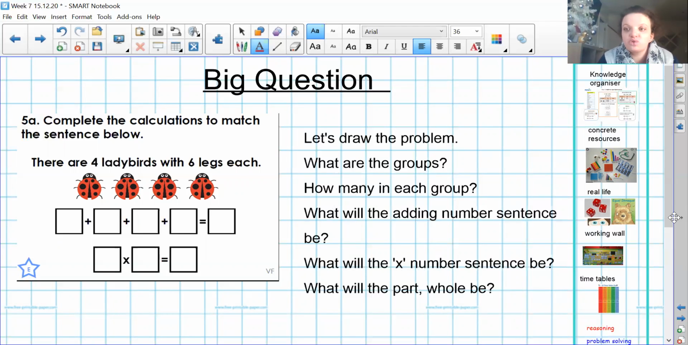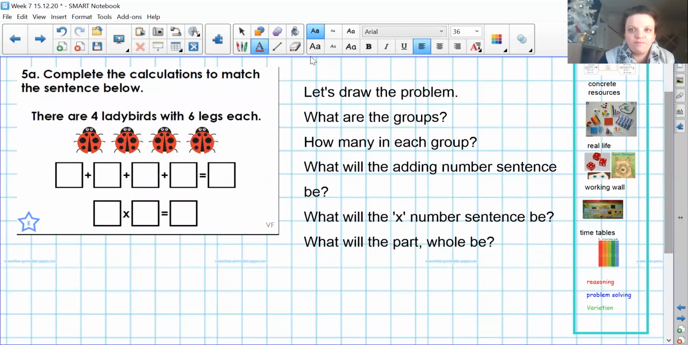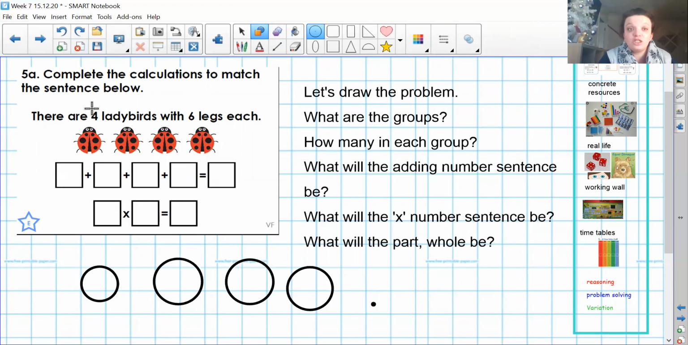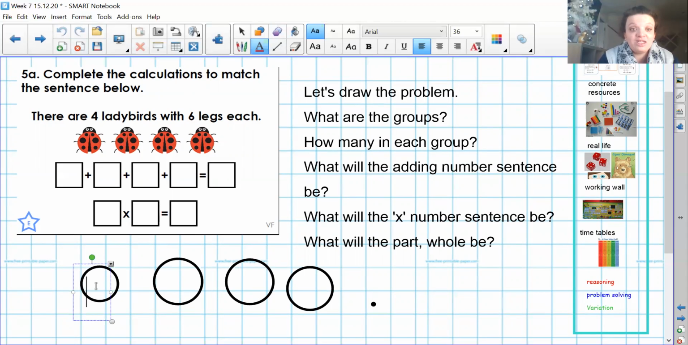Okay, well done. So we're going to draw the problem here as a problem with groups. I have got 4 ladybirds. That means I've got 4 groups. 1, 2, 3, all the same size. It'll be very odd looking ladybirds. So 1, 2, 3, 4, and a small one at the end. And they've each got 6 legs. So I know in each of these I have got 6, because in each of my groups I've got 6. Each ladybird is like a group and they've got 6 of everything.